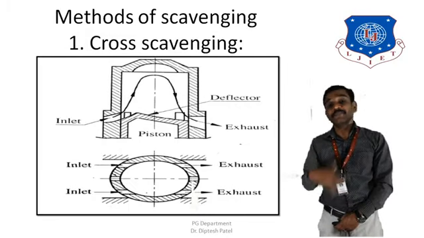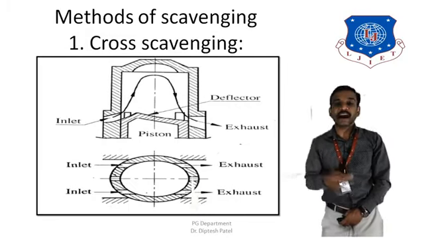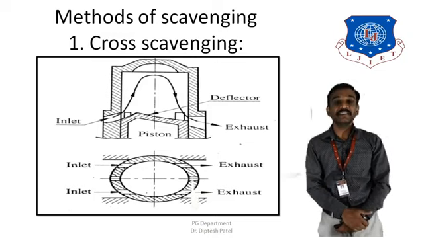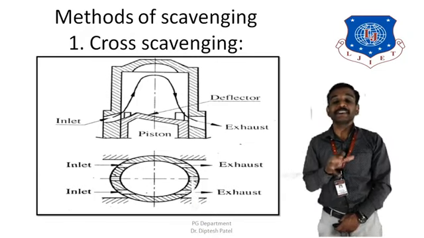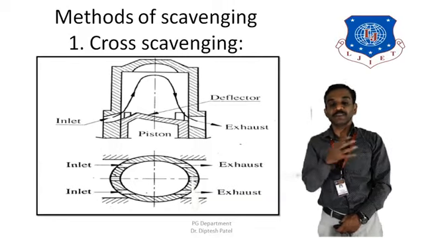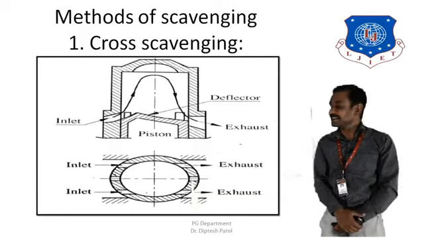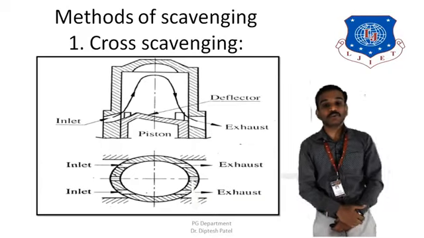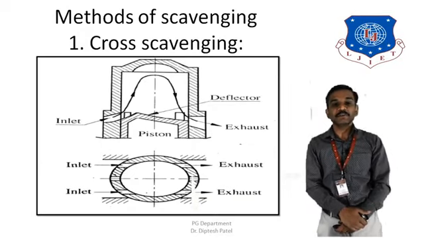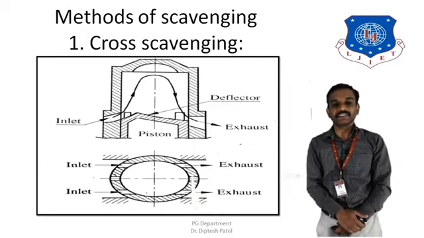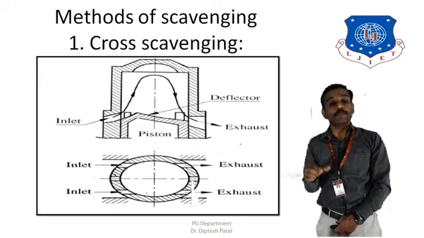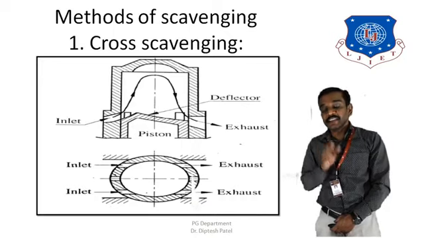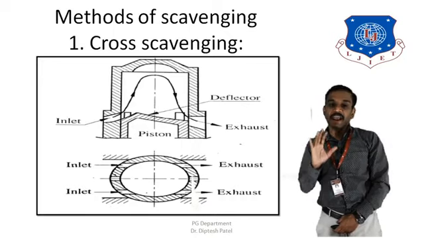But if we have a higher range of two stroke engine, then we require a certain type of scavenging process in which these gases can be properly removed from the cylinders, and one of them is cross scavenging. You can see over here, in cross scavenging, we have the inlet valve and the exhaust valve at opposite ends, and the fresh charge coming in from the inlet valve enters into the cylinder.